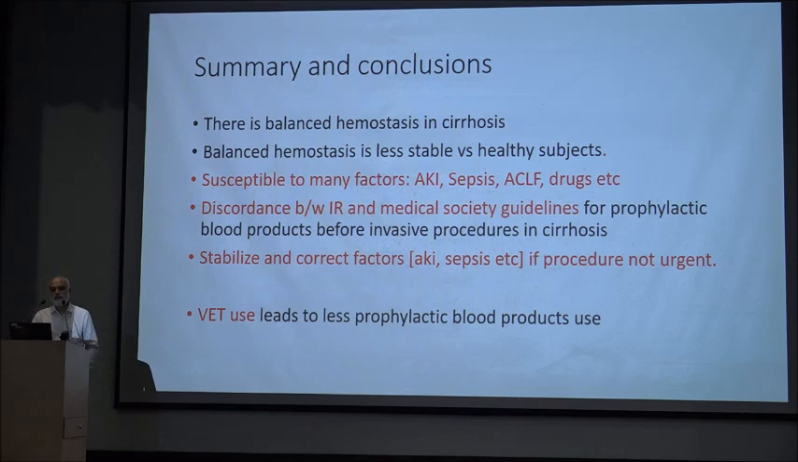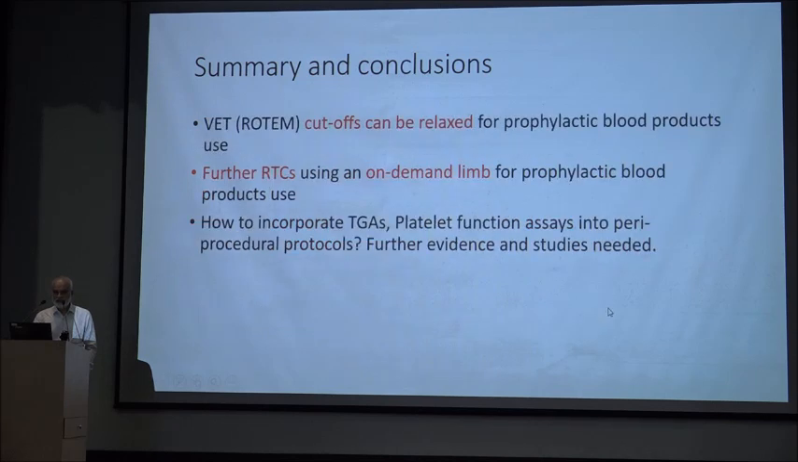There is discordance between IR and medical society guidelines for prophylactic blood transfusion before invasive procedures. So stabilize and correct factors if the procedure is not urgent. VET use leads to less prophylactic blood use. The cutoffs for VETs can be relaxed, but how far can they be relaxed? We need more studies. So further RCTs using an on-demand limb for prophylactic blood products use are needed.